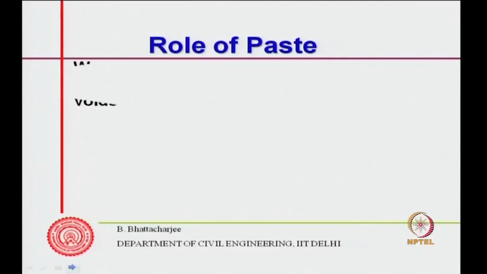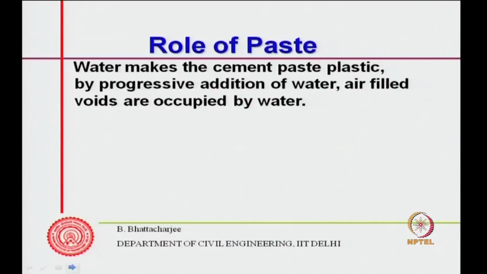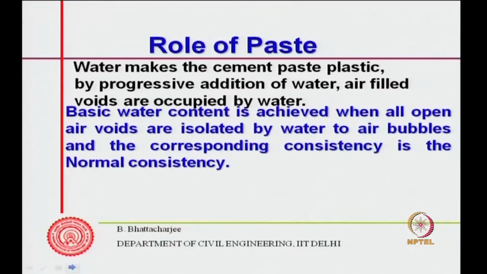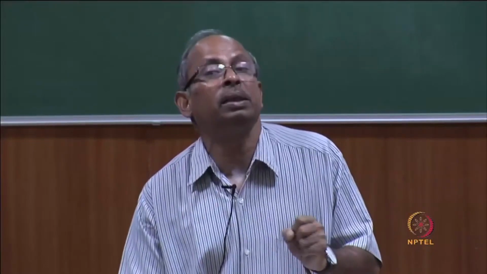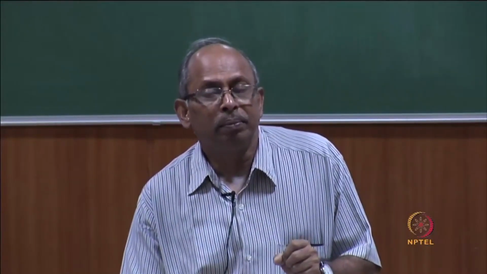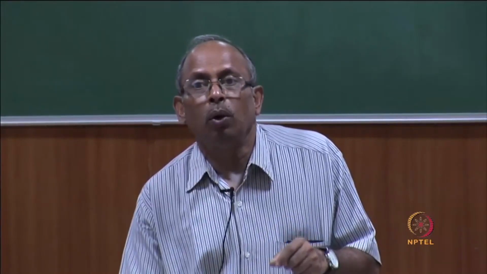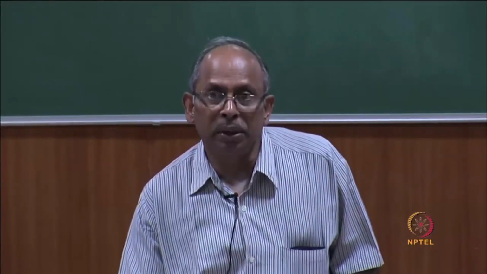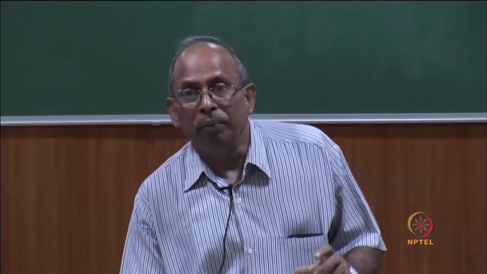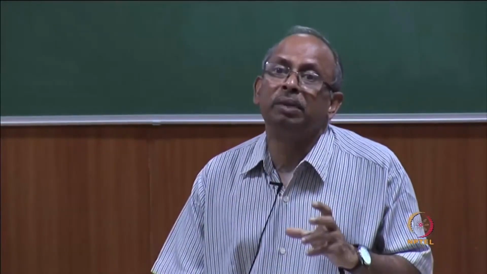So, the role of paste we can quickly look into. Water makes the cement paste plastic. By progressive addition of water, air filled voids are occupied by water, and if you recall, I talked about basic water content sometime, which is achieved when all open air voids are isolated by water, right. So, all air bubbles get isolated within the interstitial space of the cement system. Water coats all the cement. This corresponding consistency we call normal consistency. So, water in the paste is very, very important.